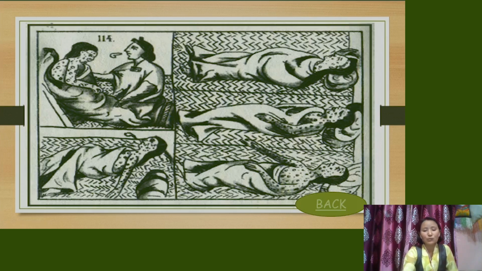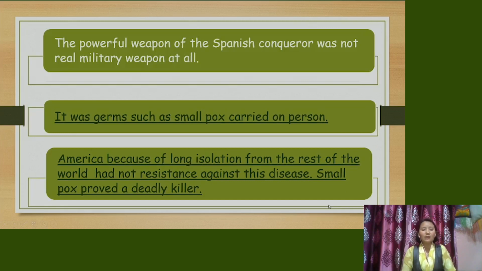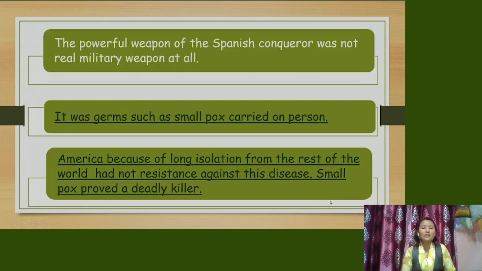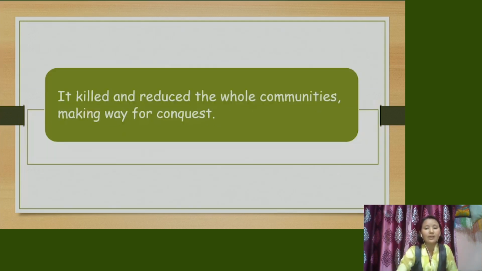spread in America. When this disease spread in America, America was not able to resist it. America was not able to fight against this disease because America did not have any knowledge about it, because they had stayed away from the rest of the world for millions of years. Because of that, smallpox proved a deadly killer. Deadly killer means smallpox killed a large number of people in America, and it reduced the whole community in America, and it made it easier for the Spanish to conquer America finally.